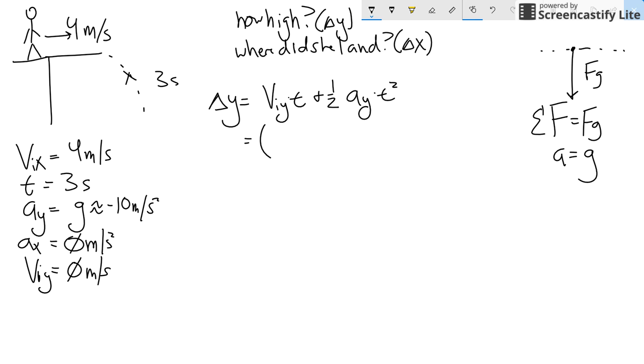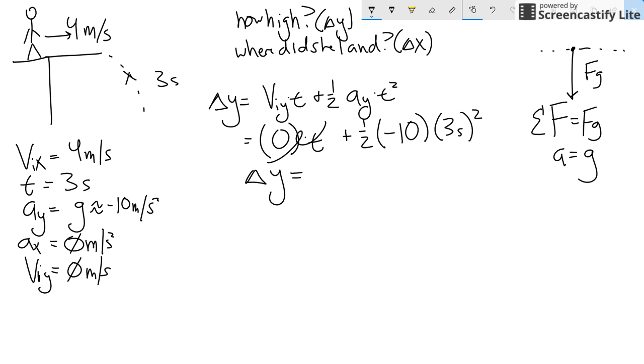So I'm just going to plug in what I know. Velocity initial in the y direction is 0 times time, so we don't care about that, plus 1/2 times -10 times the time in the air, 3 seconds, squared. Let's plug that into the calculator. So I'm going to end up with delta y equal to -45 meters.